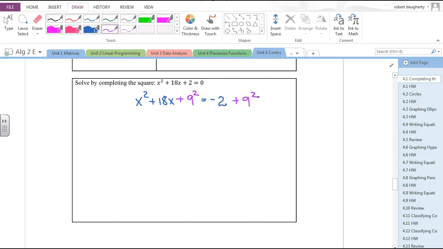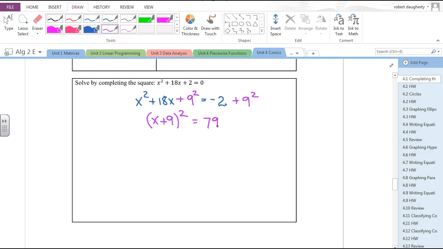So what do I have on the left? This is x plus 9. That's the whole point. That's why you're doing this, so that you will get a perfect square on the left. If you check it, 9 times 9 is 81. 9 plus 9 is 18. Okay. So x plus 9 squared equal, what is 81 minus 2? 79.